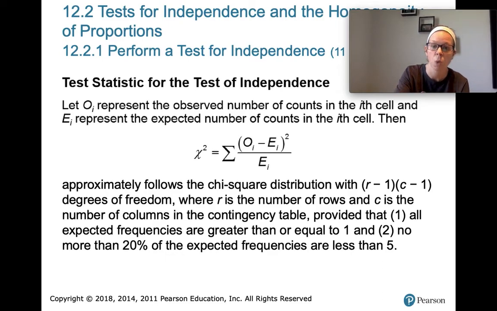We have the same requirements as we did in the last lesson, that all of the expected frequencies must be greater than or equal to 1. We have to expect somebody to answer in each of the categories. And we can have no more than 20% of them be less than 5.